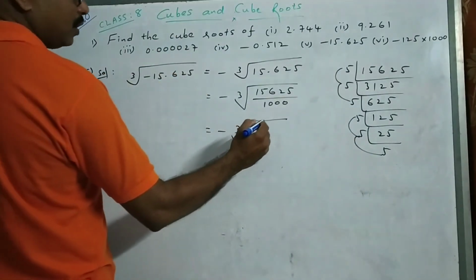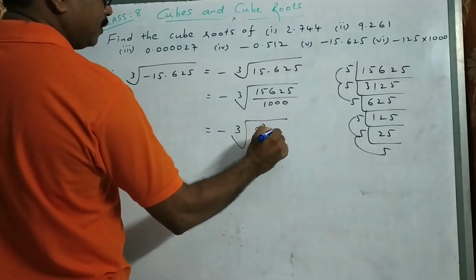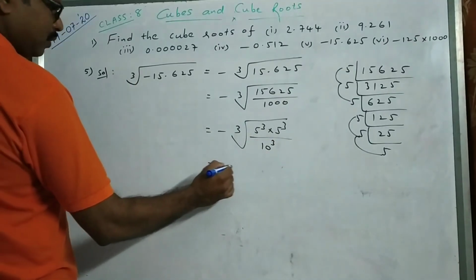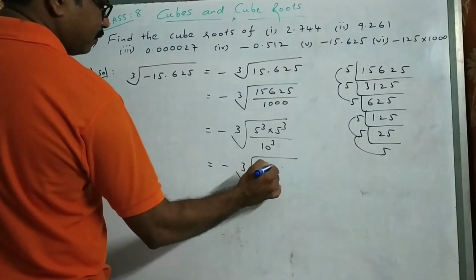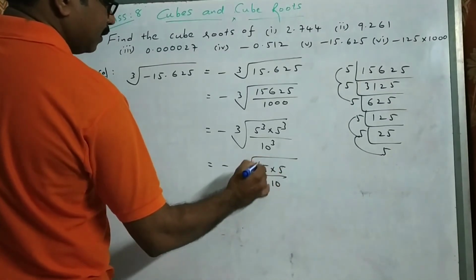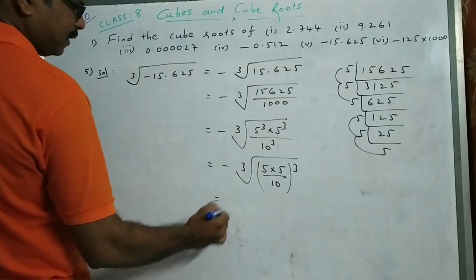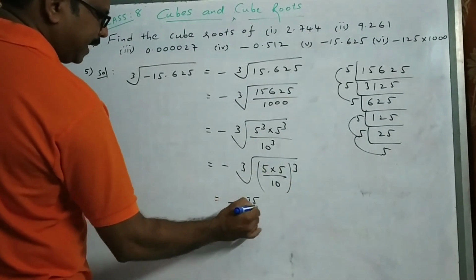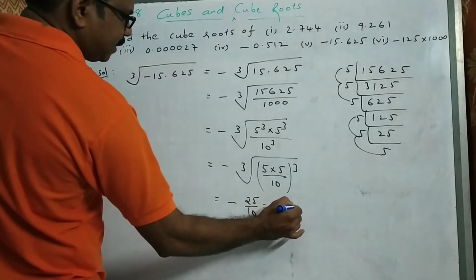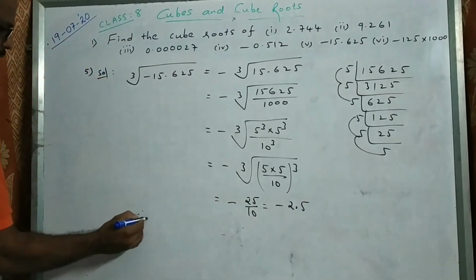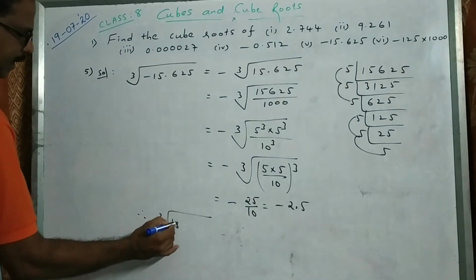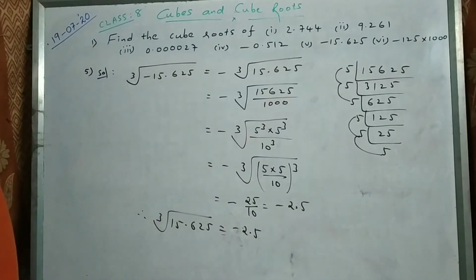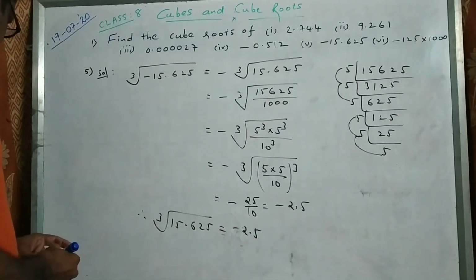Okay. So how many triplets here? 5 cube into 5 cube upon 10 cube. 1000 means what? 10 cube. So minus cube root of 5 into 5 upon 10 whole cube we can write. Right? So cube and cube root get cancelled. So 25 by 10. 25 by 10 means what? 2.5. Therefore, cube root of minus 15.625 will be minus 2.5. Okay? That is the way we do it.